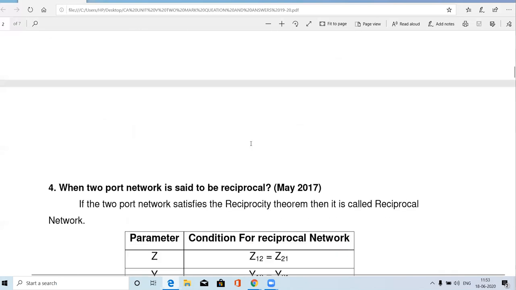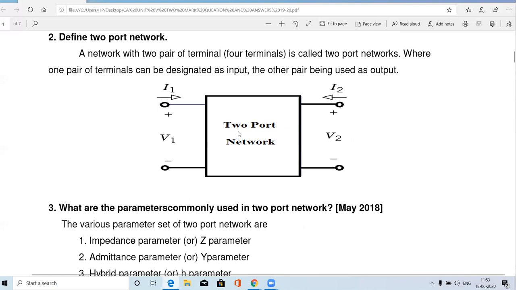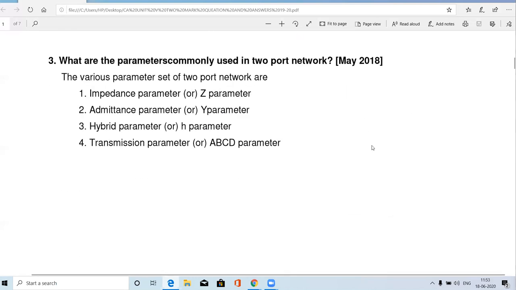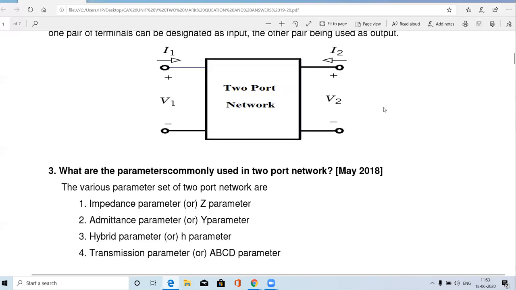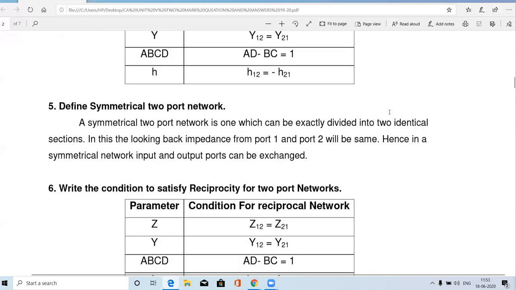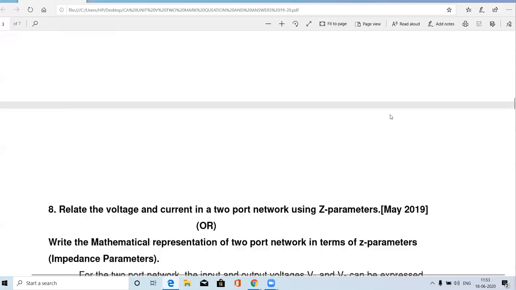For the two-port network, there are 4 variables. You see the two-port network diagram. V1 is the input voltage, I1 is the input current, V2 is the output voltage, and I2 is the output current. Out of these 4 variables, in each parameter we make 2 variables independent and 2 variables dependent.